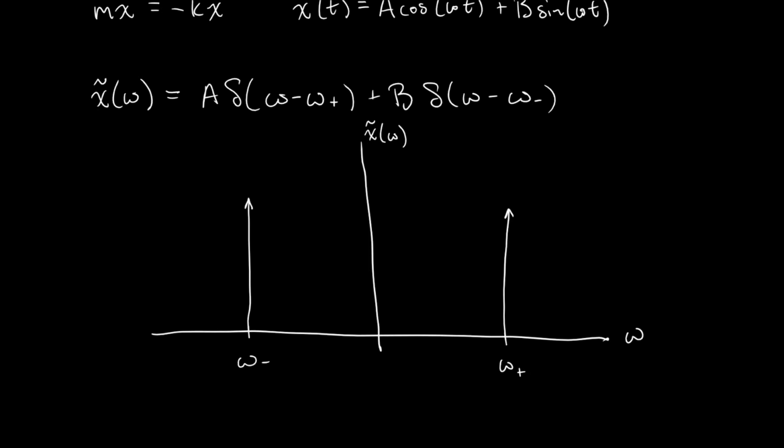But here we see exactly what I was saying earlier. This x tilde is telling us which frequencies actually contribute to the motion of our mass. Here we see there's only two frequencies which contribute, which of course we already knew, which is omega plus and omega minus. So when I plot something in omega space, that's what I'm plotting, just to drive that point home.